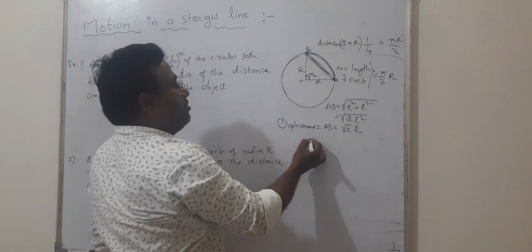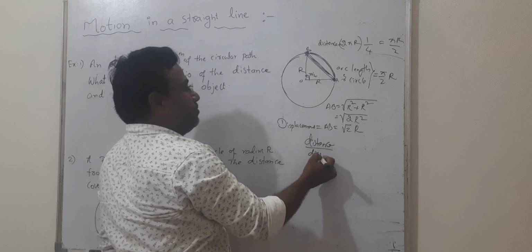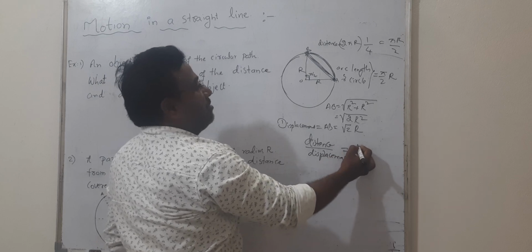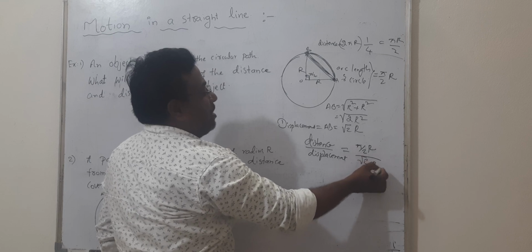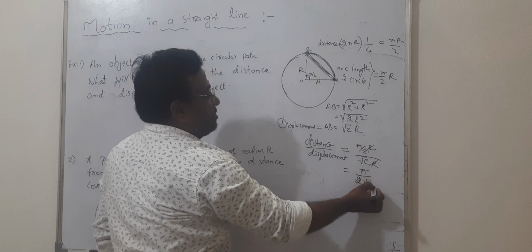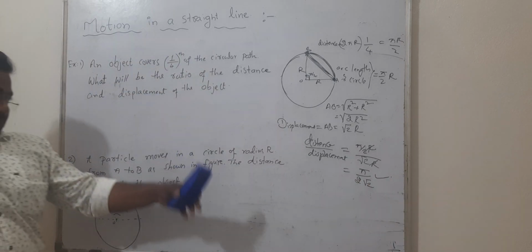So what is the ratio, distance by displacement? The ratio is, distance is pi by 2 r and displacement is square root of 2 r. R cancels. So pi by 2 root 2 will be your answer. Like that you have to solve. Understood? So like that you have to solve the question.